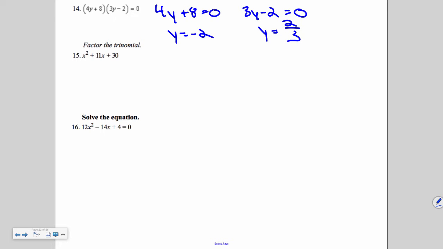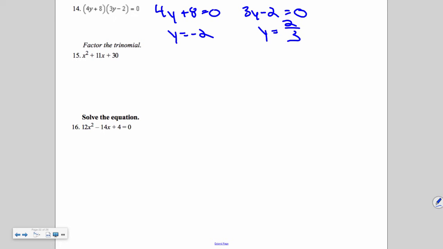Factoring trinomials, you're going to have to solve. Remember, all you're doing is trying to get it into this form, so then you can say 4y plus 8 equals 0, 3y minus 2 equals 0. So this becomes y equals negative 2, this becomes y equals 2/3 when I solve it.